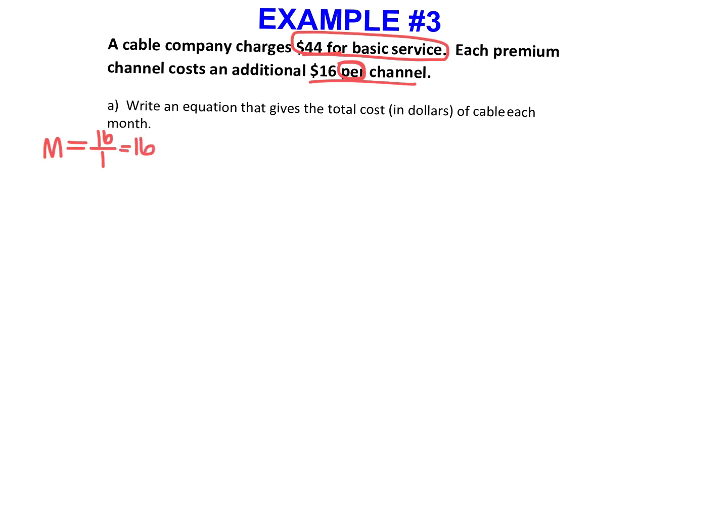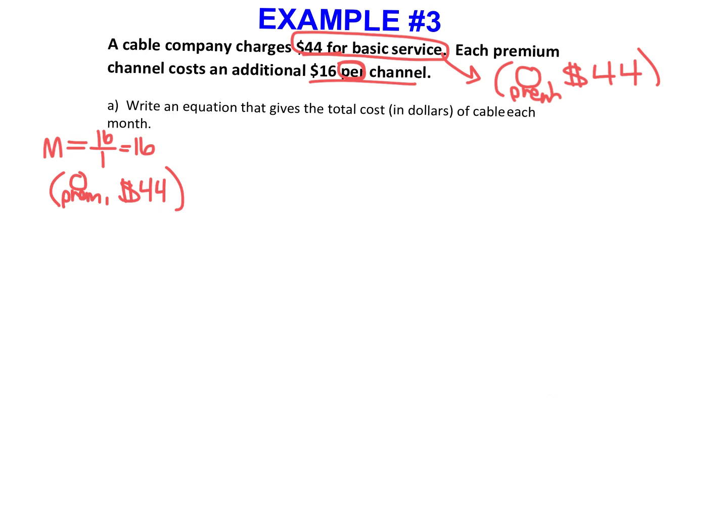And then from here, well, it doesn't seem like I have a point. This really represents a point. This is really saying that when we have 0 premium channels, our cost is $44. So they've actually given us a slope with the 16 and a point with 0 premium channels costing $44. Remember, cost always goes in our y coordinate spot.